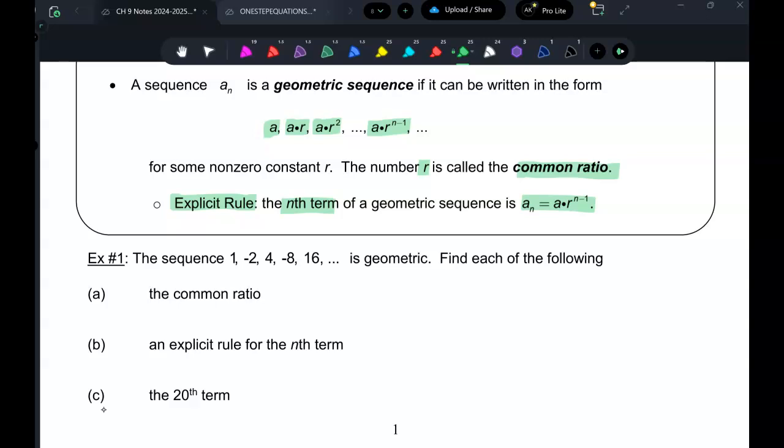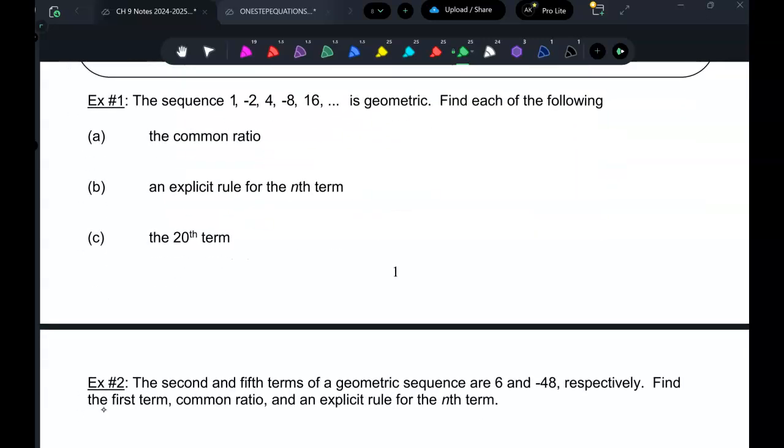All right, so here we have a geometric sequence. Let's find each of the following. What's the common ratio? This should be a short lesson, by the way. What is r? It's negative 2. You can just take any two terms. We could take the second term over the first term, or the third term over the second term. It doesn't matter, and we get negative 2.